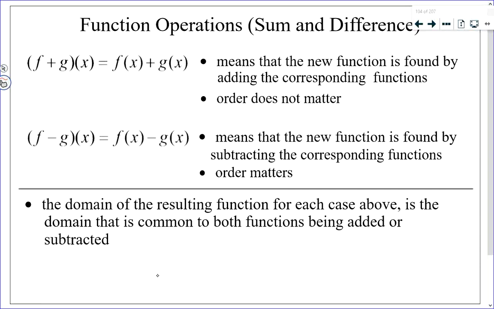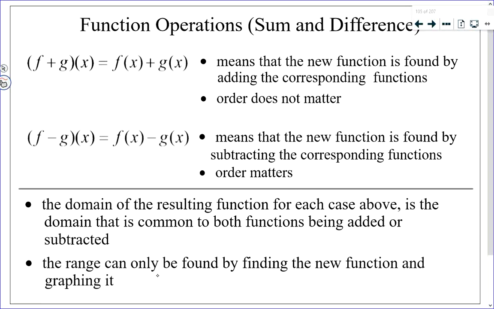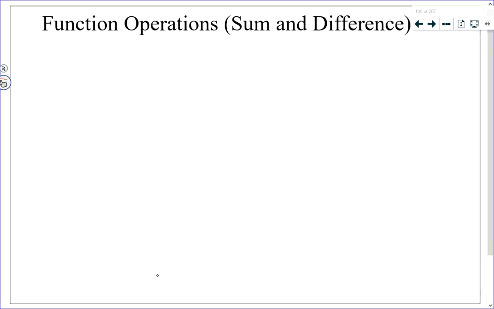So if one of the functions doesn't exist, say to the left of the y-axis, then the sum of the functions can't exist to the left of the y-axis. The sum or the difference of the functions will only exist wherever they both exist, wherever their domains overlap. There is no tidy range rule. You have to find the new function and look at the new function and/or the graph of the new function to determine the range.